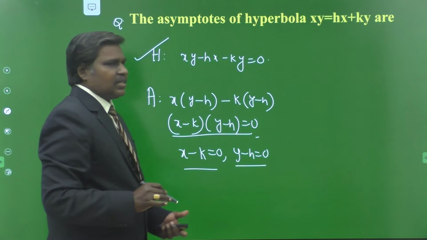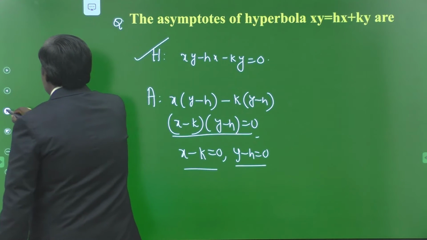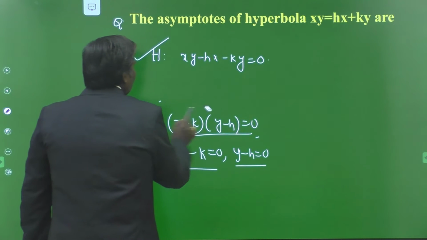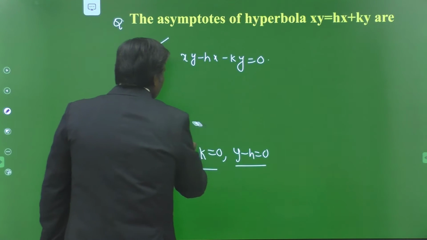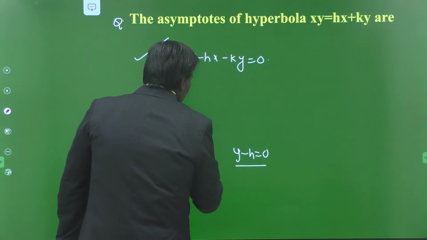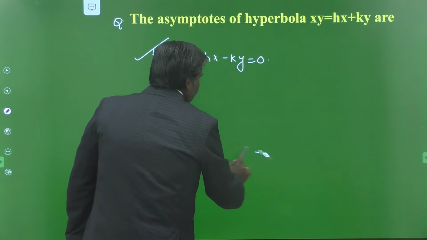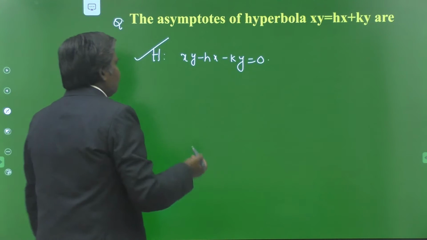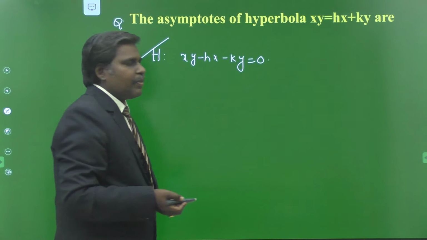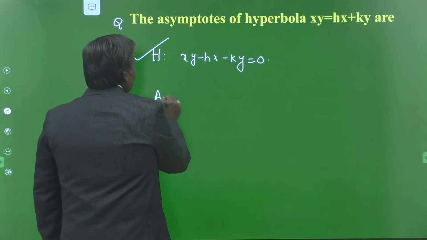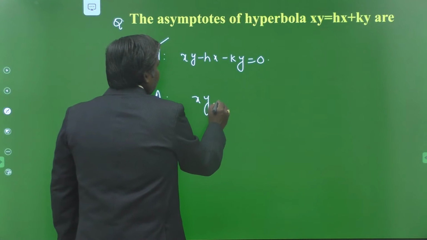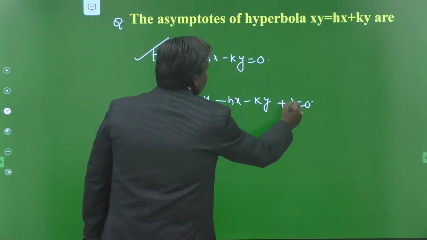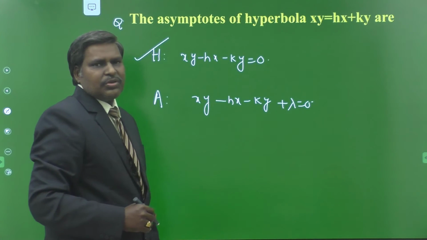Suppose this type of idea does not occur to you, you don't know about splitting in this manner, you can follow the general procedure also. What is that procedure? All of you know that the combined equation of asymptotes and the hyperbola differ by a constant. So the combined equation is of the form xy minus hx minus ky plus some lambda is equal to 0. This is the combined equation of the asymptotes of the hyperbola.